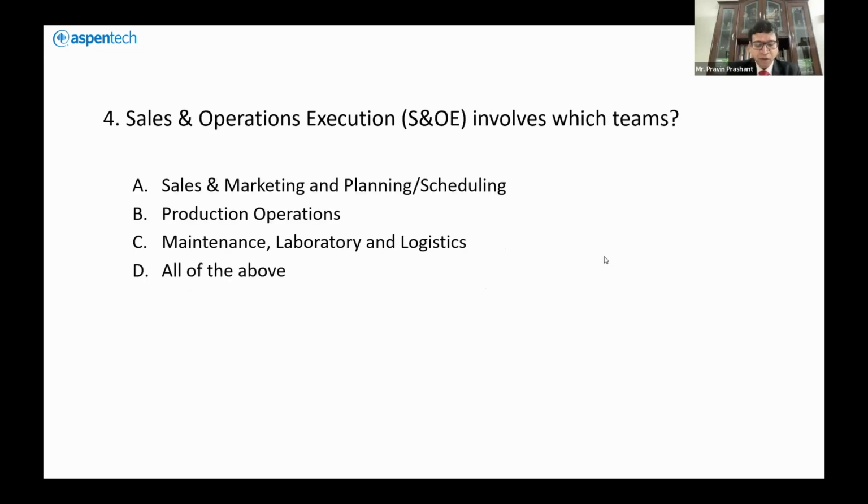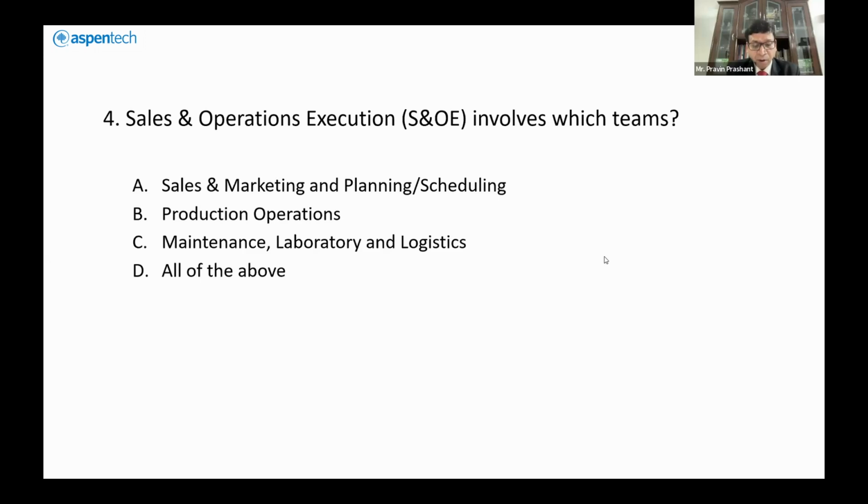Moving to the fourth question: sales and operations execution, SNOE, involves which teams? A, sales and marketing; B, planning and scheduling; C, production operations; D, maintenance, laboratory and logistics; E, all of the above. And now I am coming to the last question.